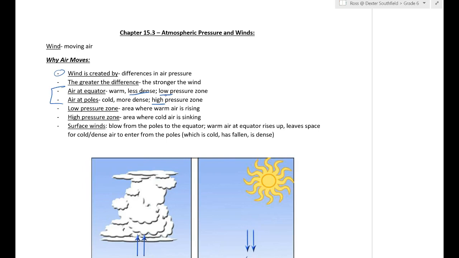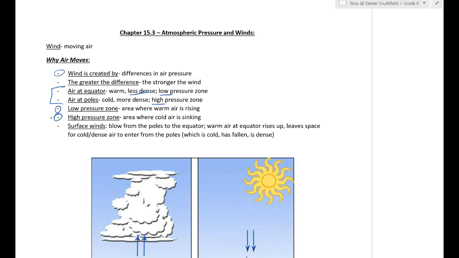So at its simplest, the reason that we have air moving is because at the equator, warm air is going up, and at the poles, cold air is going down. So these are two really good words to learn here and understand. Low pressure zone is an area where warm air is rising up. It's going up in the air away from us, so air is not coming down on us, so it's a low pressure zone. High pressure, meaning the force over an area, how much air is pushing down on you. So that happens where cold air is sinking.